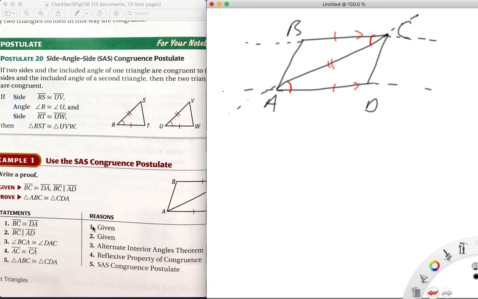Then I can say that angle BCA is congruent to angle DAC or CAD. Alternate interior angles theorem. Then I can say that CA is congruent to itself. Then I can say that the two triangles are congruent. So ABC is congruent to CDA. That's side angle side.